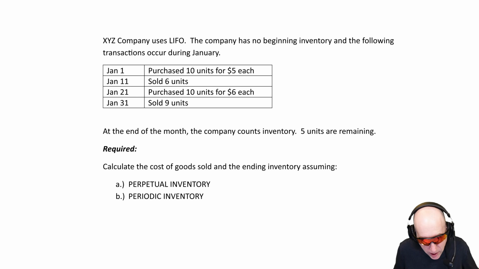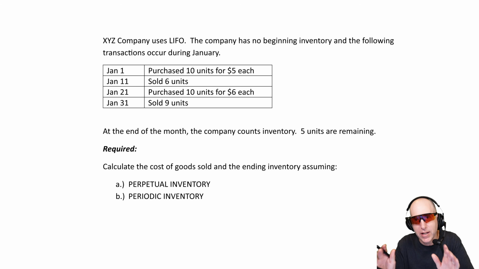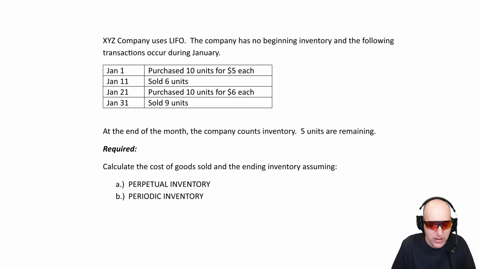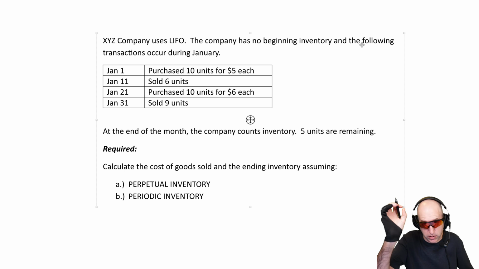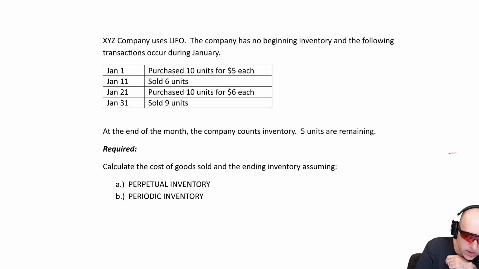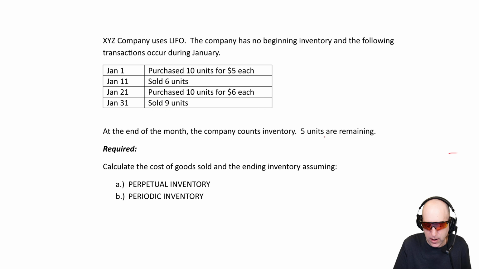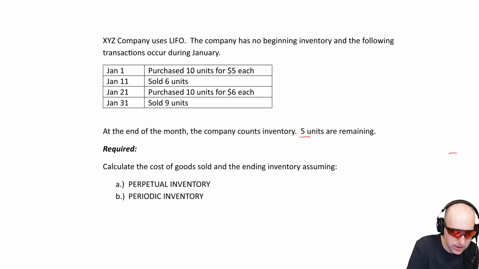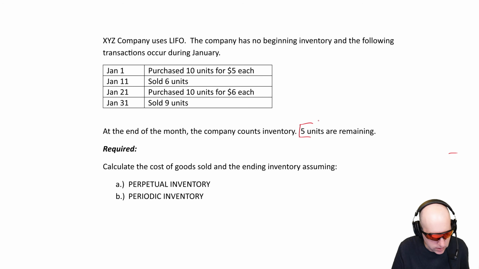XYZ company uses LIFO, last in, first out. Don't worry, my Canadian and IFRS cousins, this example will still be useful for you to understand, even though we don't tend to do LIFO. The company has no beginning inventory, so $0 in inventory, and the following transactions occurred during January. Company buys 10 units for $5, they sell 6. They buy 10 more units for $6 and they sell 9 of those. At the end of the month, the company counts inventory. There are 5 units left. Well, that makes sense. They bought 10, sold 6, so they have 4. They bought 10, sold 9, so 5. Yeah, that makes sense that they have 5 units remaining.